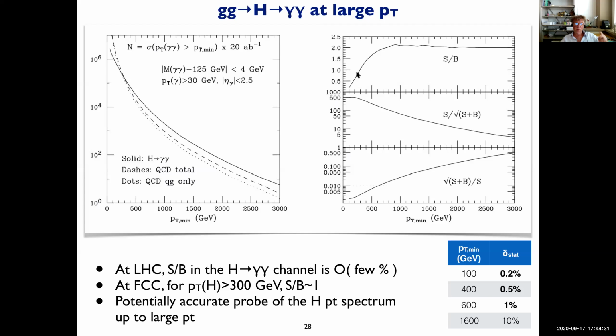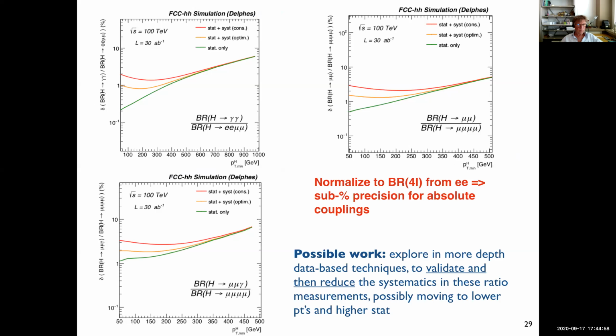So if you see a pair of photons with a mass around 125 GeV at 100 GeV, it's more likely to be a Higgs than it is to be a QCD diphoton pair. So this makes the analysis much more straightforward. And as you see, we have a statistical precision on the level of 2 per mil if we can take Higgs above 100 GeV.